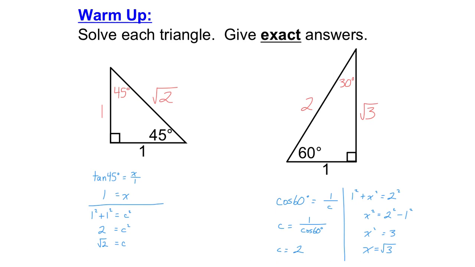Now the other side, use Pythagorean theorem again. 1 squared plus this side squared, we'll call it x squared, equals 2 squared. To solve for your unknown side, 2 squared minus 1 squared, which is 3. Square root of 3 is the answer for this as an exact answer.